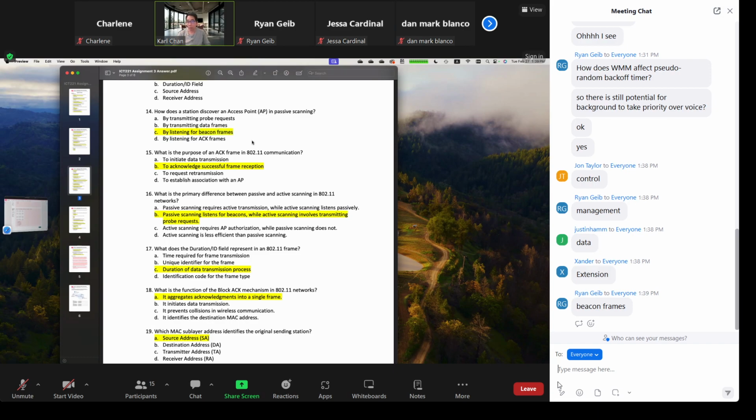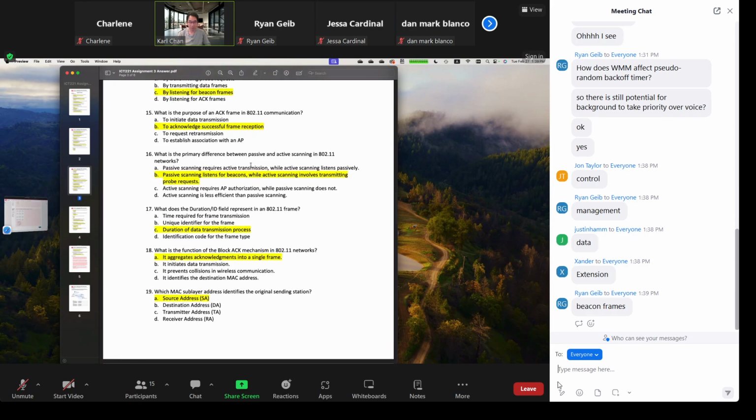So what is the difference between passive and active scanning? I have this question in Lab 5, right? I also have a question here: what is the primary difference between active and passive? The answer is here. Passive listens to beacons, but active scanning involves transmitting a probe request. So what are the types of probe requests?